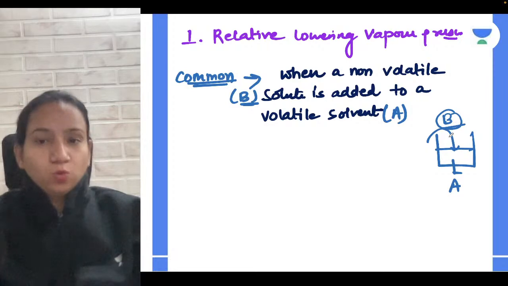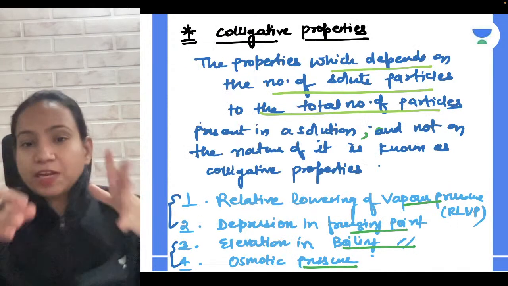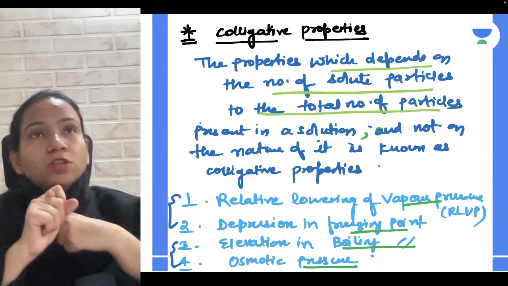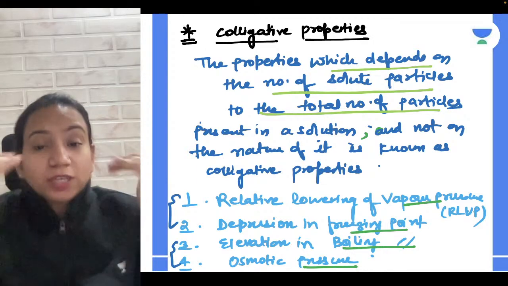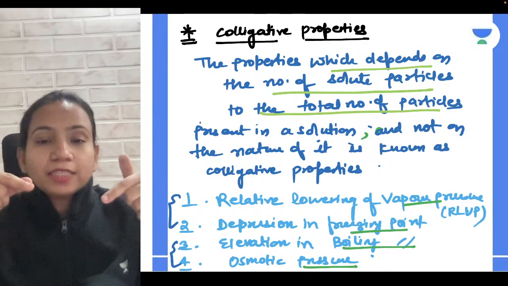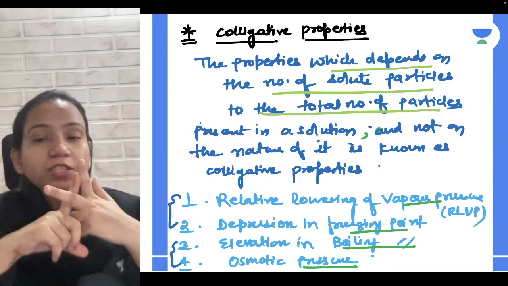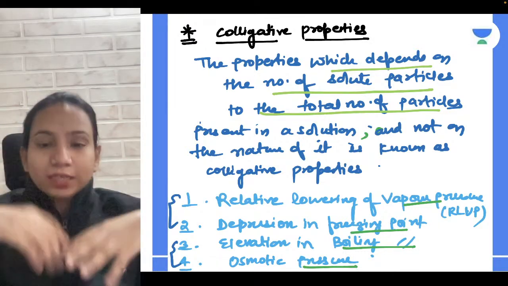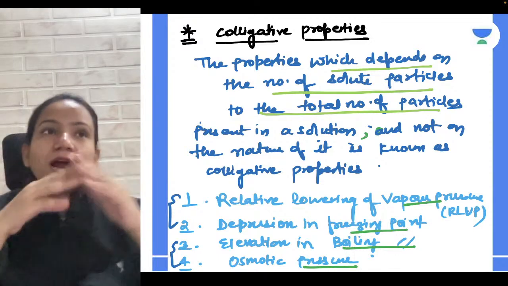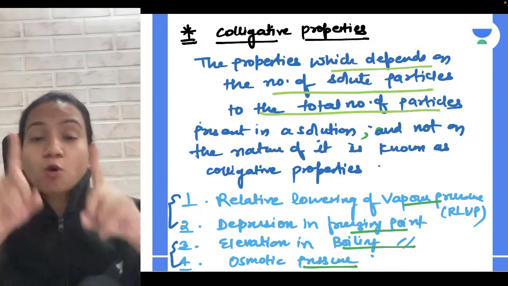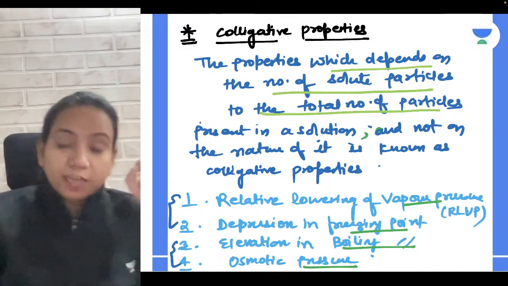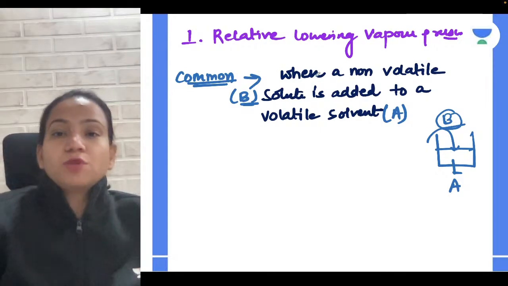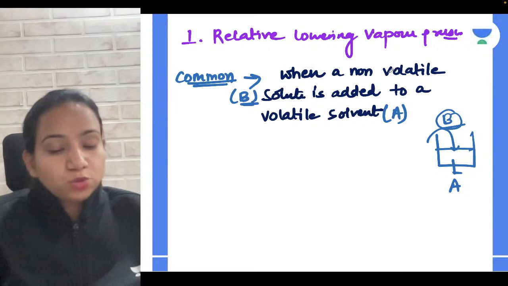We have 4 colligative properties. For the first 3 properties, you will mention it like that only. When a non-volatile solute is added to a volatile solvent, its vapor pressure decreases, because relative lowering means that it is decreasing. Depression in freezing point means, again you will write the same statement: when a non-volatile solute is added to a volatile solvent, its freezing point decreases. But in the same condition, when you add a non-volatile solute to a volatile solvent, the boiling point increases. So this is the common thing we are going to do in every colligative property study: we are adding a non-volatile solute to a volatile solvent.